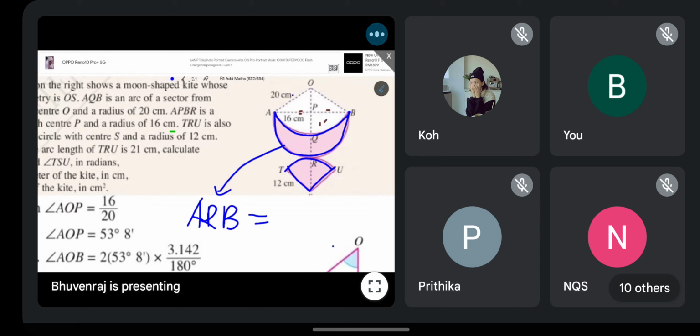You should get 20 cm. Okay, so that's why you will get 20 kali dengan theta. Theta is your answer just now. Okay, your answer just now is 1.855. So you just need to count this one only for ALB.